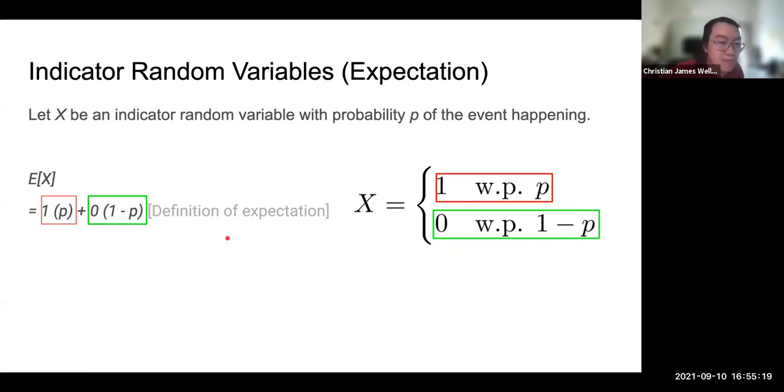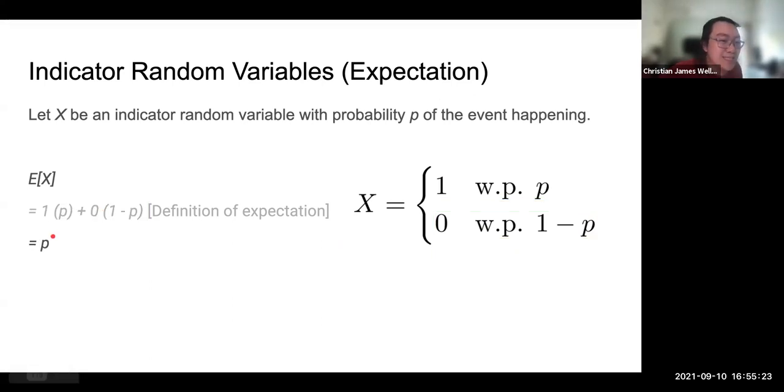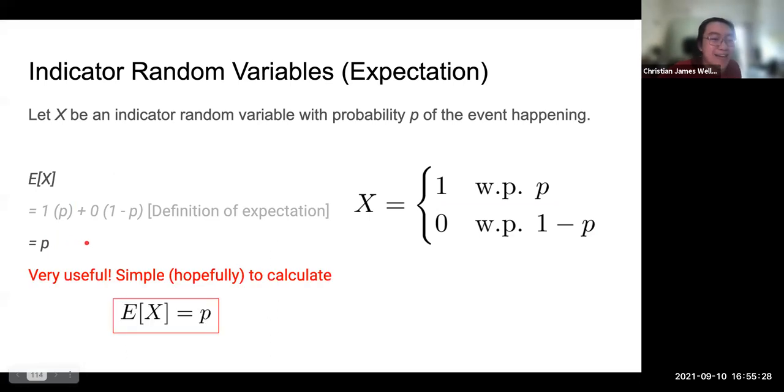Okay, and you know 0 times anything is 0, right? So this is essentially just the probability p itself. Okay, this looks very simple, right? The expectation of the indicator is the probability of the event happening. It's very simple, but it's actually helping us to calculate a lot of nifty things.